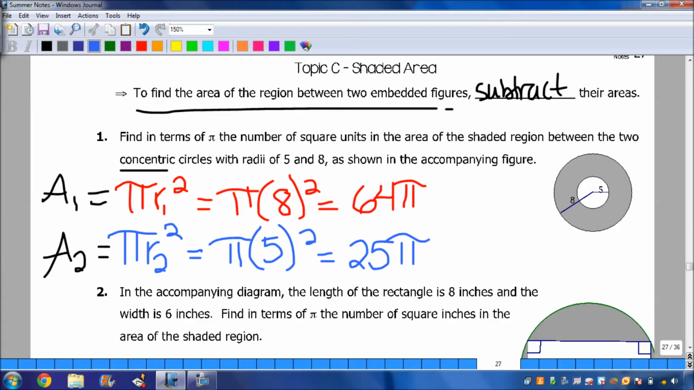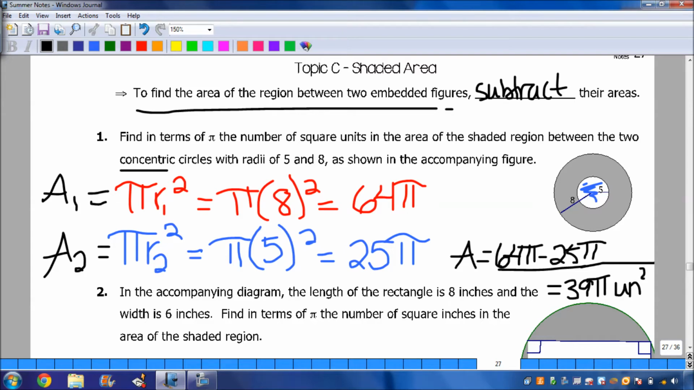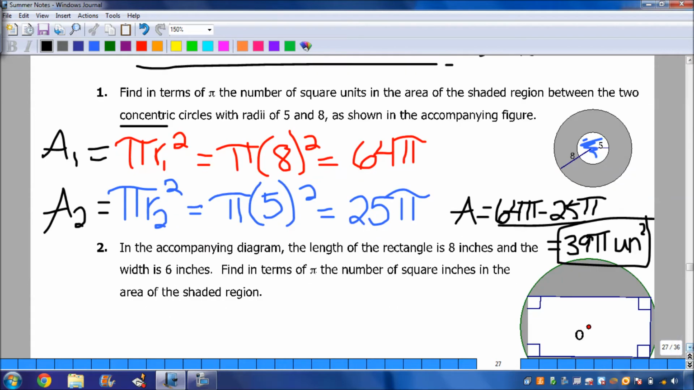So basically I'm taking the full area and cutting out this piece right here. And the way I cut it out is through subtraction. So my final answer would be 64 pi minus 25 pi. These are like terms, so I'm allowed to combine them together. So my answer is 39 pi square units. Okay, so you just find the two areas and subtract them.